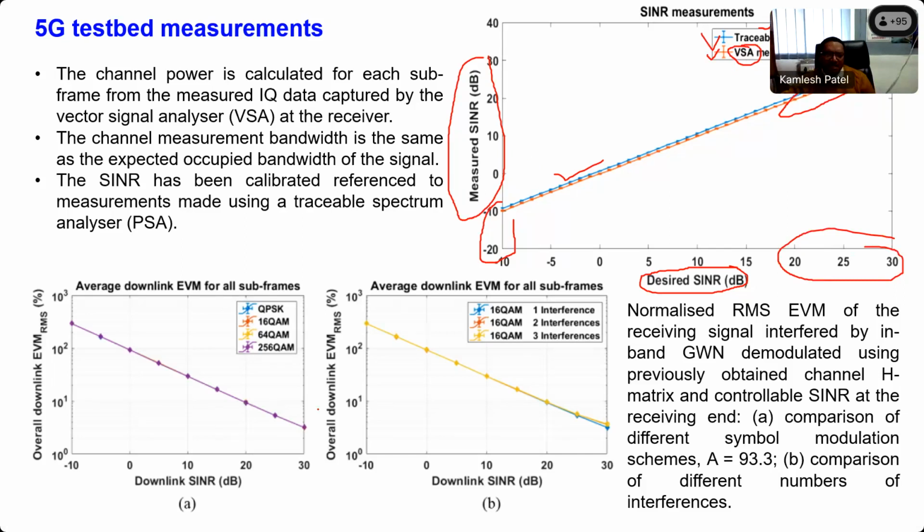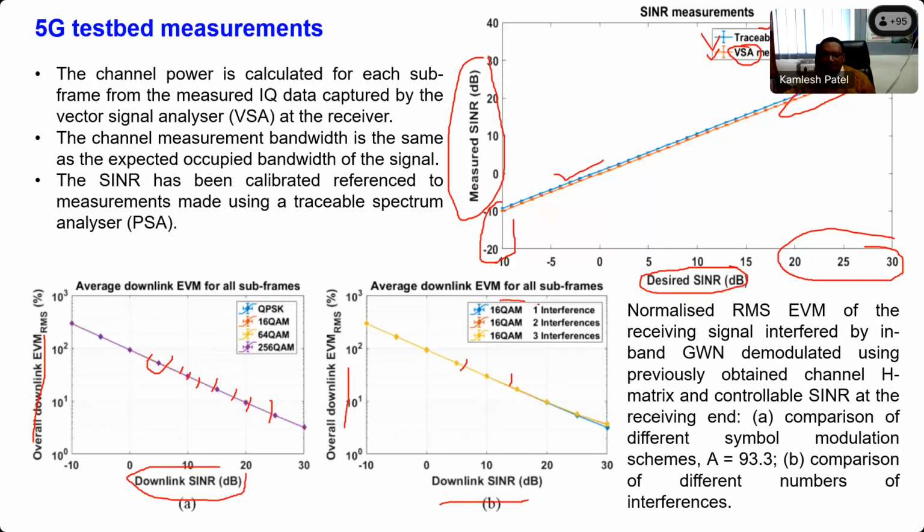This figure also represents the value of EVM for the downlink and the downlink SINR. That means the relationship between the EVM and the SINR is inversely proportional, and irrespective of the modulation, QPSK, 16 QAM, 64 QAM or 256 QAM, the relationship between the EVM and the SINR does not change, since it is showing as a single line. The same is applicable here between the downlink EVM and the downlink SINR for the subframes.